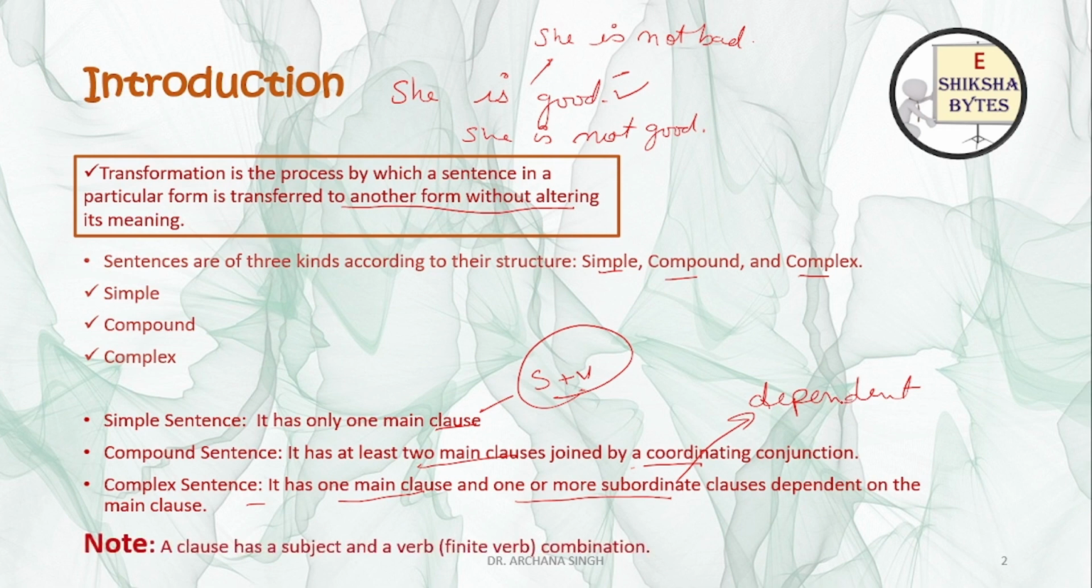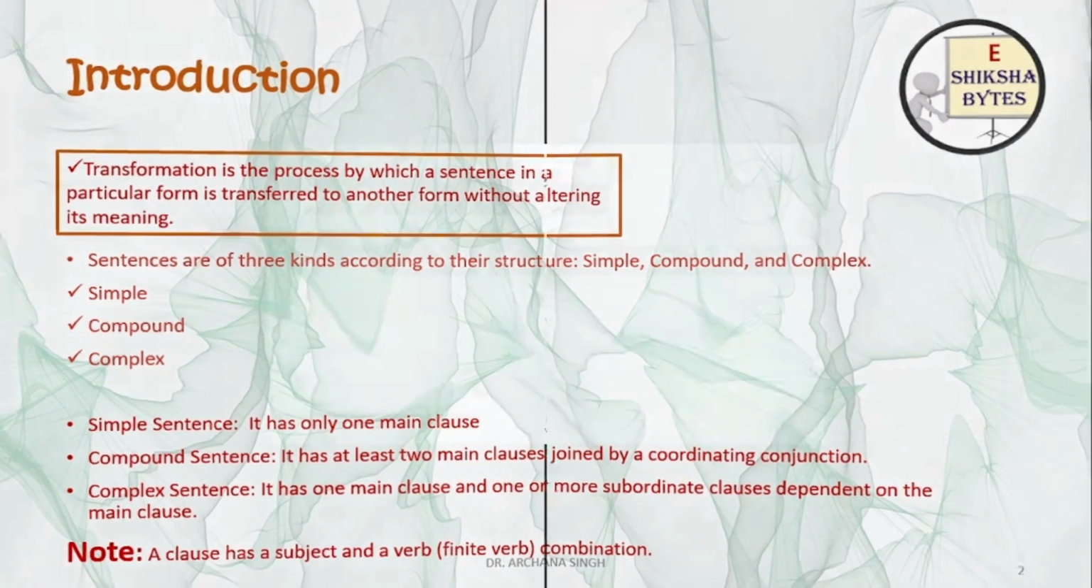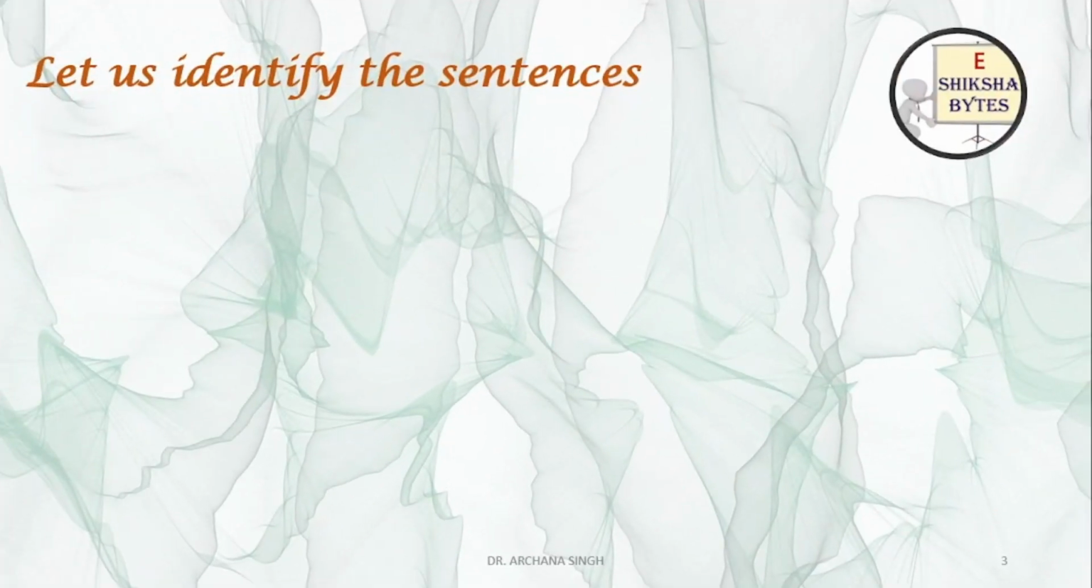But the important thing that you have to note here about the clause is that it should have a finite verb, that is, which tells about the tense, the number, and person. Then only it is your clause. Otherwise, it falls into a different category, that is non-finite verb. Now let's identify, before we delve deep into the transformation.